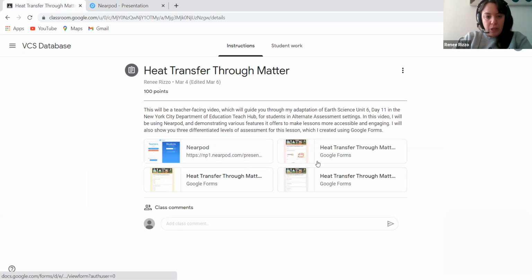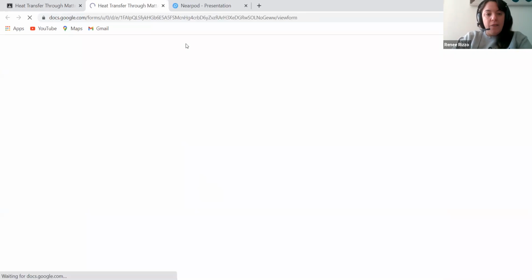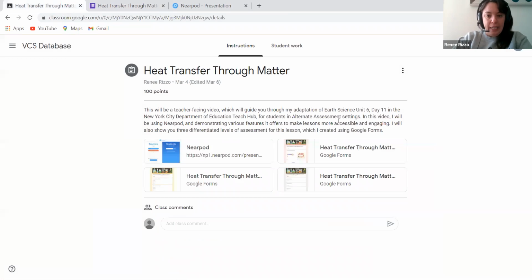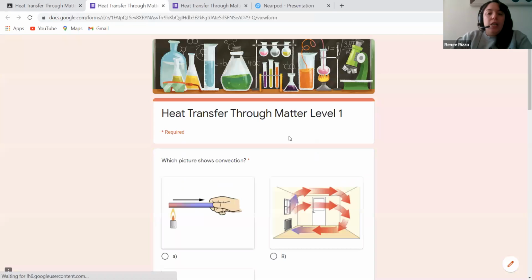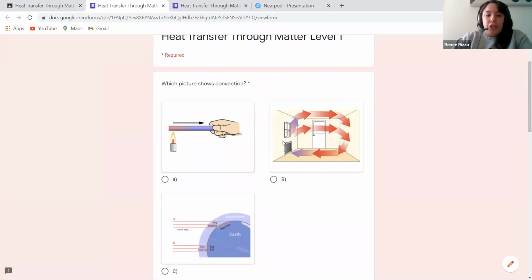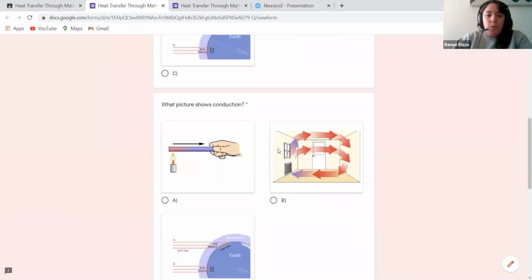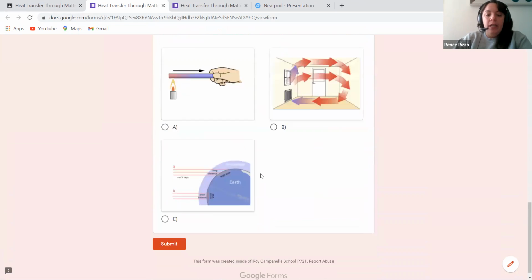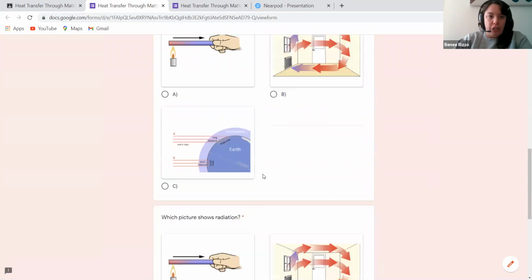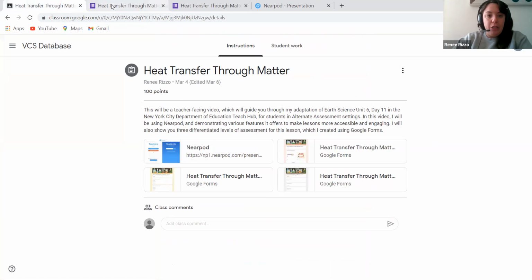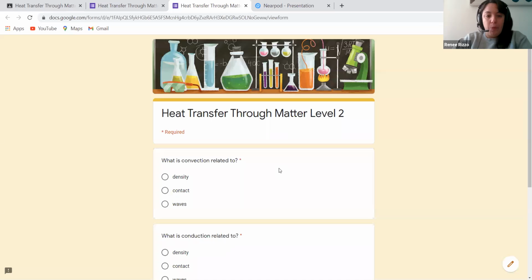And now I will show you the 3 different levels of assessment I created in Google Forms. Let me start with level 1. So heat transfer through matter level 1. Which picture shows convection? Which picture shows conduction? And which picture shows radiation? There's multiple choice images for student support to support student comprehension.